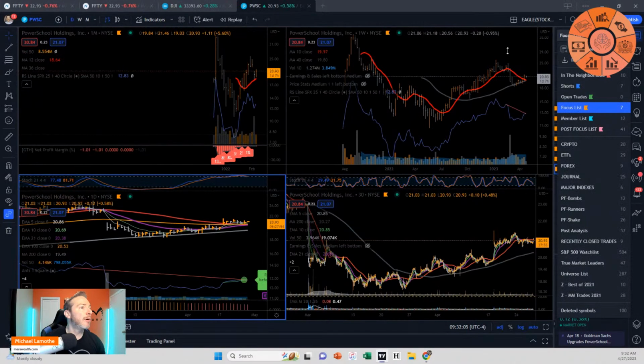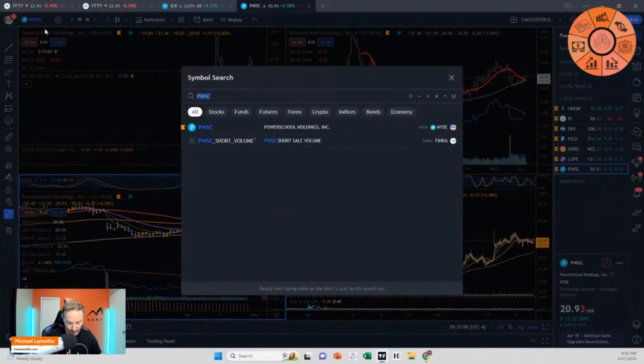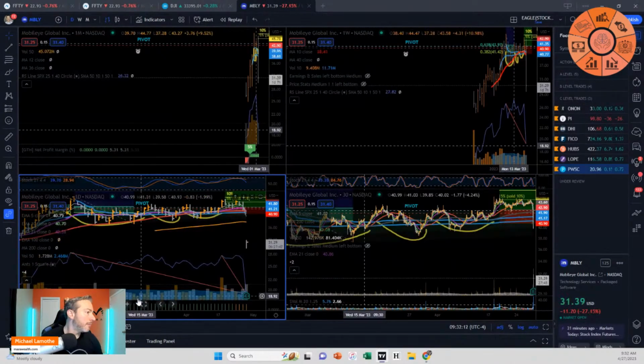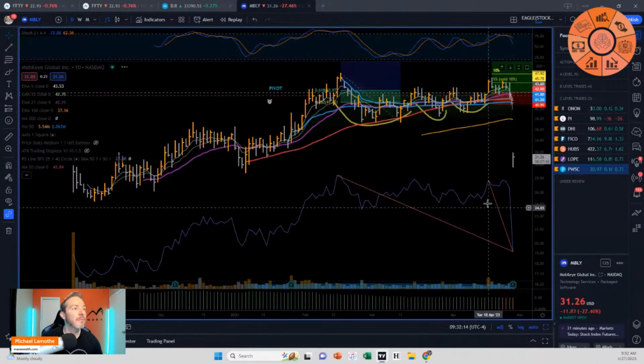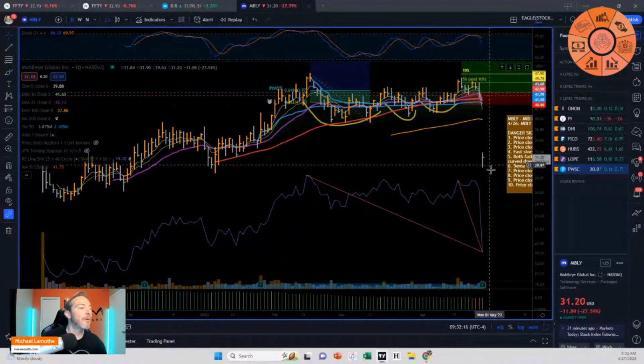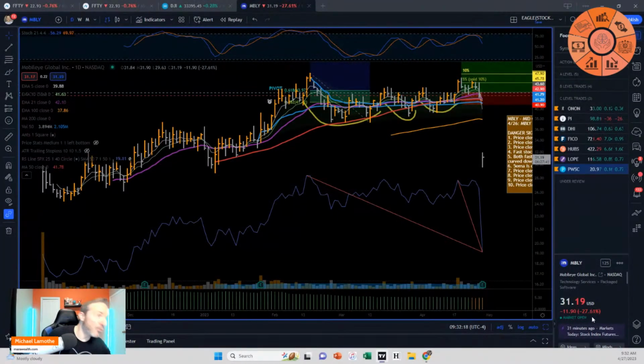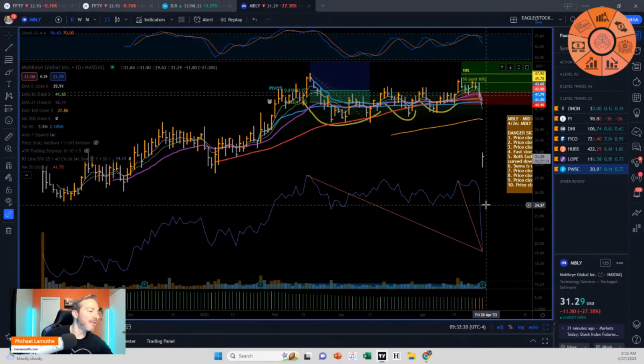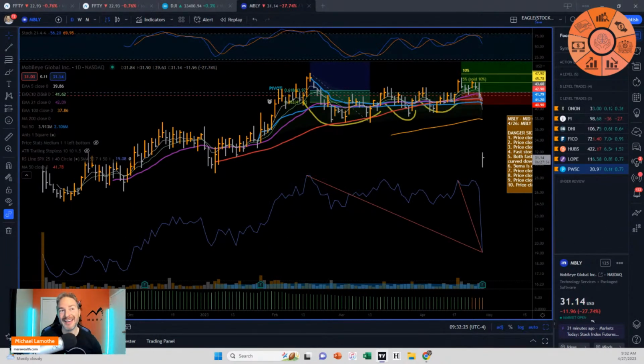Okay, so we'll bring up Mobileye first. Here's a look at Mobileye, and here's where it is right now. It's down 27%. That is a nasty, nasty move. So how can a move like this be avoided? How can a move like that be avoided?